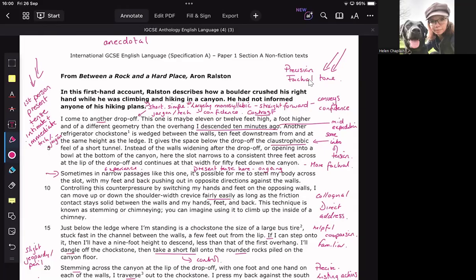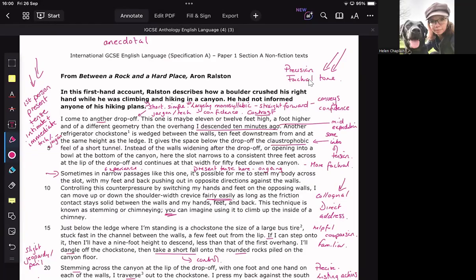"It's possible for me to stem my body across the slot," again supported by the use of the present tense. We have a nice colloquial style. So line 11, "I can do this fairly easily." Colloquial here meaning informal, chatty. And he's addressing the reader directly: "you can imagine using it to climb the inside of a chimney." You've got that second person. He's directly inviting you to compare it to that comfortable, domestic reference.